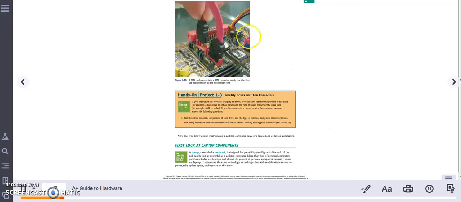Here is how to connect SATA to a motherboard. So these are serial ATA connections coming off a hard disk drive. Again, here on page 17, we have a hands-on project 1-3. You can write about that.